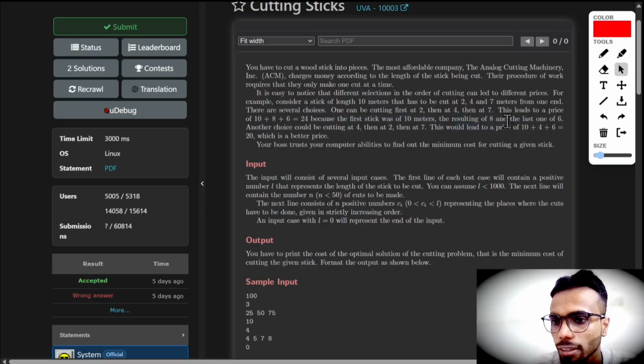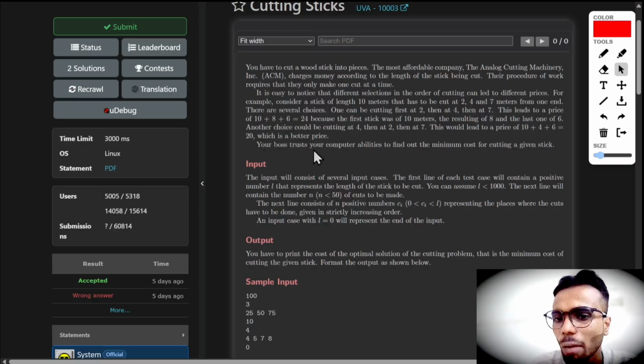Now the first stick is of 10 meter, and the resulting is of 8. And now it cuts at coordinate 4. So it already cut from 0 to 2 coordinate, right? Now it cuts from coordinate 2 to 4. That's why the last one is of 6. Like only 4 length gets reduced, right? That is generic. And that's why another choice could also be possible. You cut first at 4, then 2, and then 7. This will lead similarly to 10, 4, 6, that is 20, which is a better price, right?